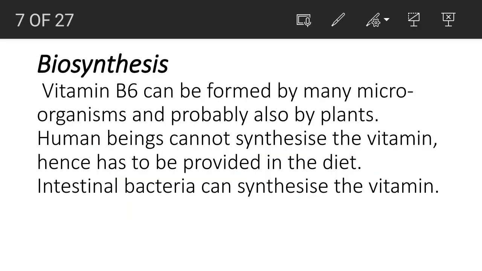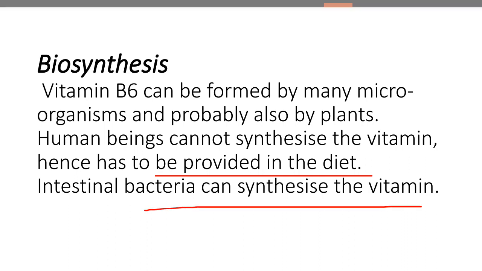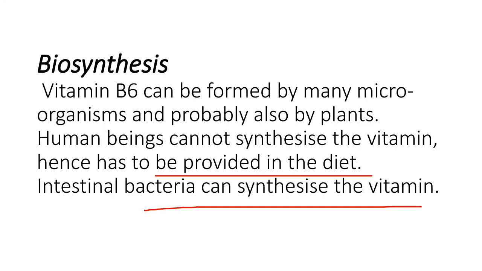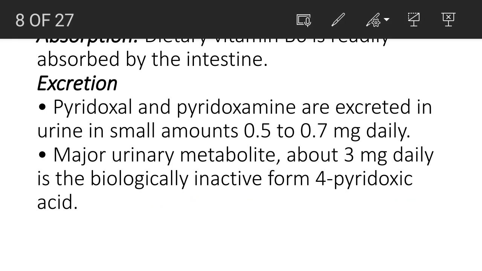Vitamin B6 can be formed by many microorganisms and probably also by plants. Human beings cannot synthesize the vitamin. Hence, we need to take it through the diet. Intestinal bacteria can synthesize this vitamin, but the quantity is not sufficient to meet the daily requirement. Dietary vitamin B6 is readily absorbed in the intestine. As we all know, most substances are absorbed in the small intestine.